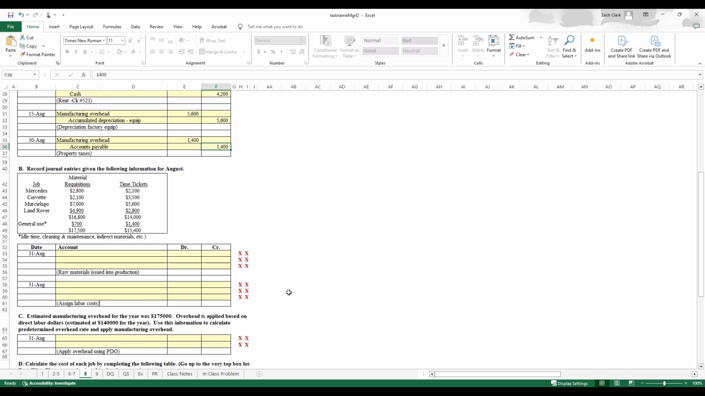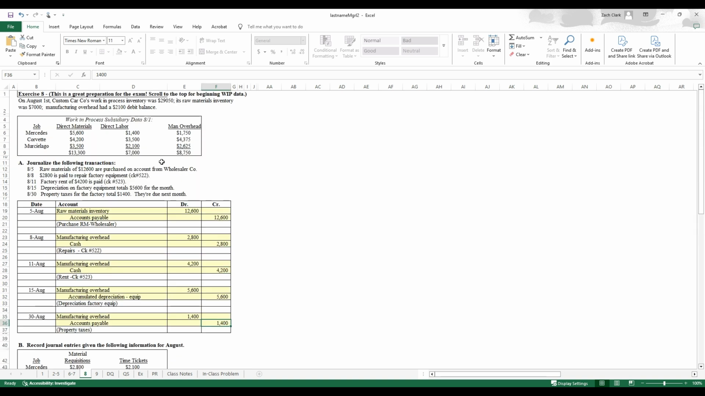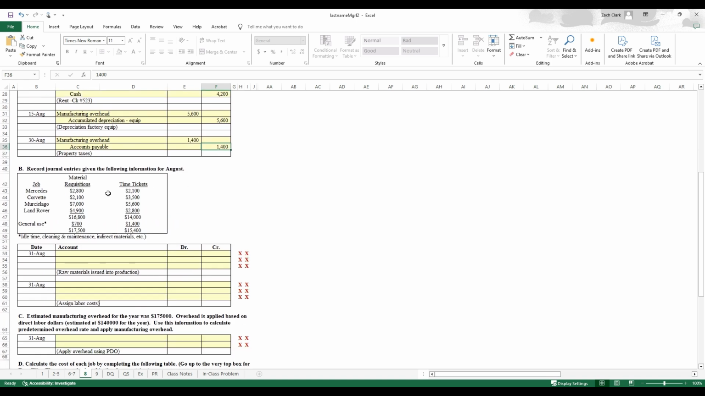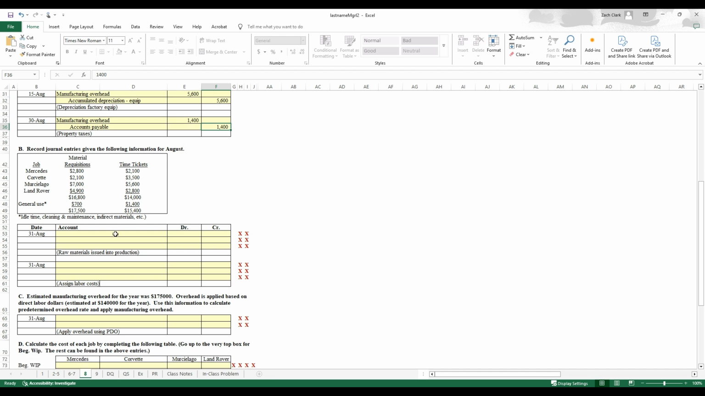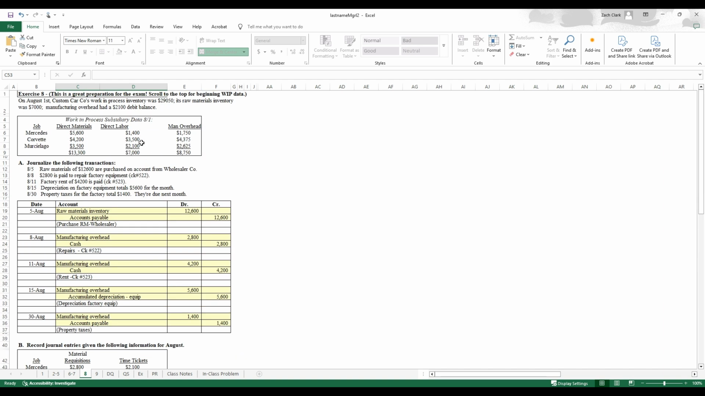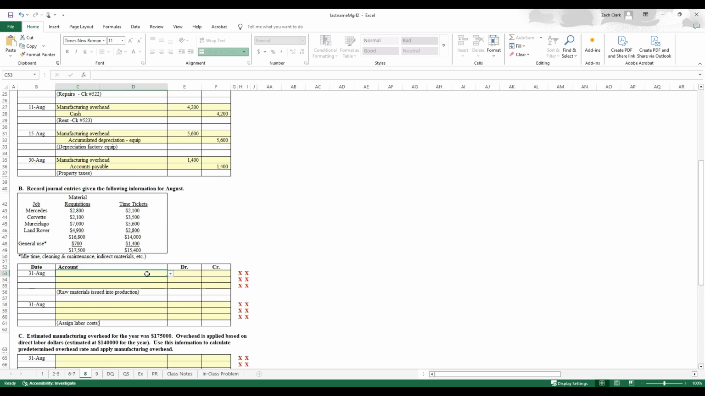Okay, right. Now we're going to go through and record our journal entries given the following information for August. Remember that we do have some of the beginning information up here. And now we're looking at some extra information for August. This was the beginning of August, so starting balances: Mercedes, Corvette, Murcielago. And then we've got some additional stuff going in there.